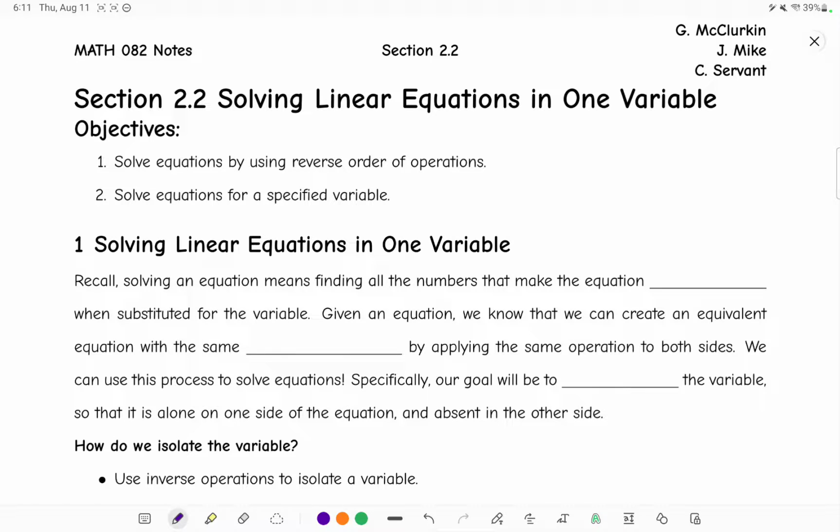Recall, solving an equation means finding all the numbers that make the equation true when substituted for the variable. Given an equation, we know that we can create an equivalent equation with the same solution set by applying the same operation to both sides. We can use this process to solve equations. Specifically, our goal will be to isolate the variable so that it is alone on one side of the equation and absent in the other side.